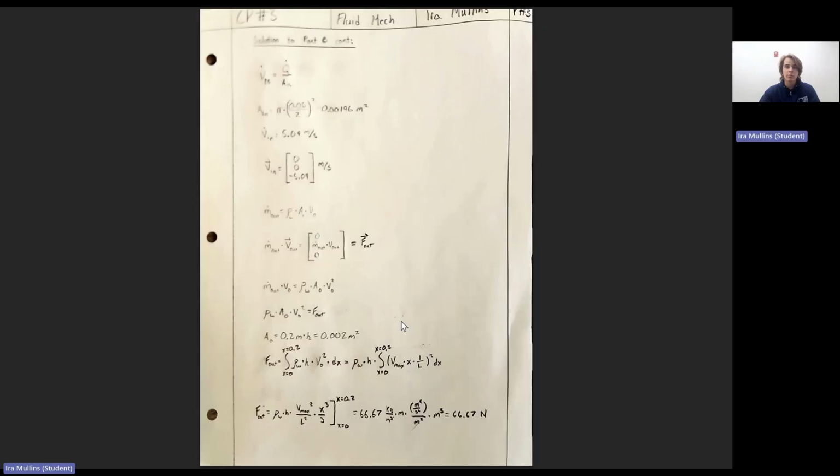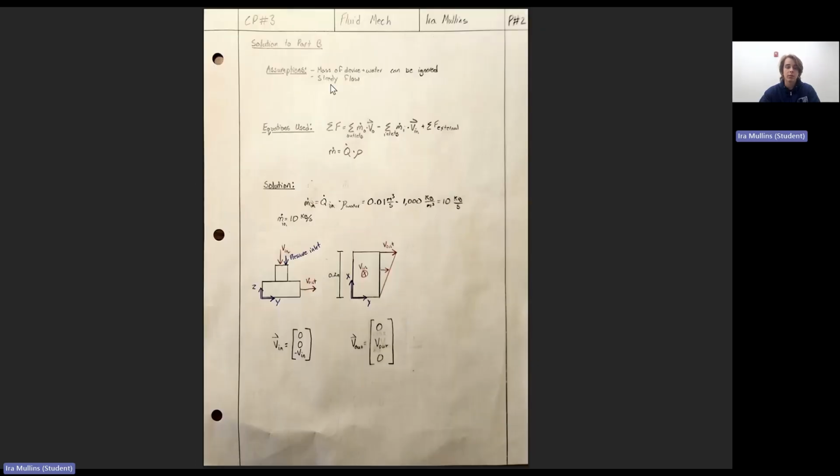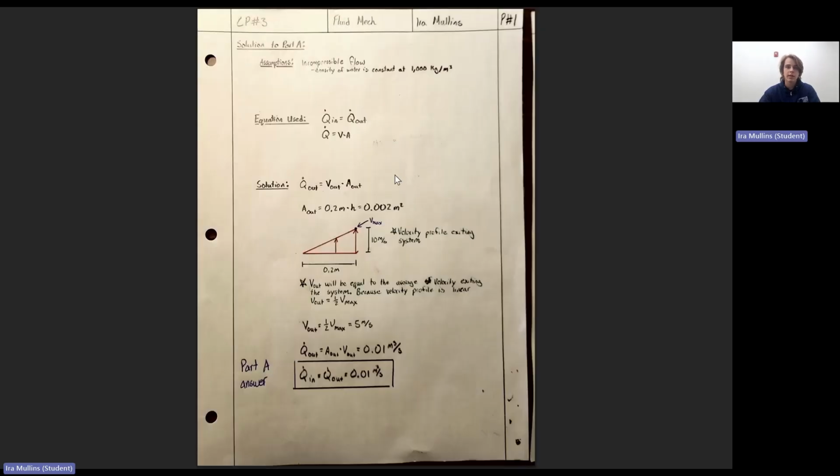And in order to solve both these problems, we needed to make the assumption that there's steady flow for the second part, and that the density of the water is constant at 1,000 kilograms per meter cubed.